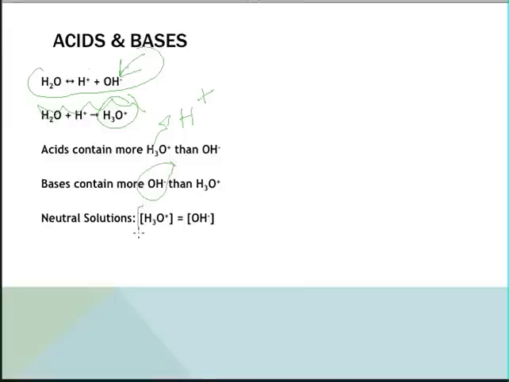These little brackets here mean concentration. So if the concentration of H3O plus, the hydronium, or H plus, equals the concentration of OH minus, so if you have the same number of acid as you do base, the solution is neutral. So this is a 7 on the pH scale, and that's what water is.